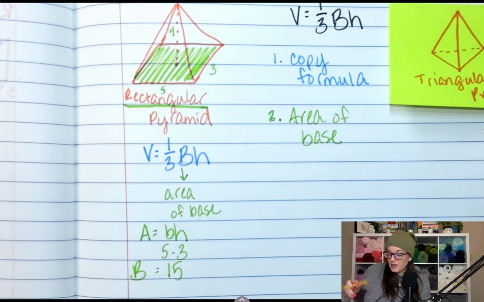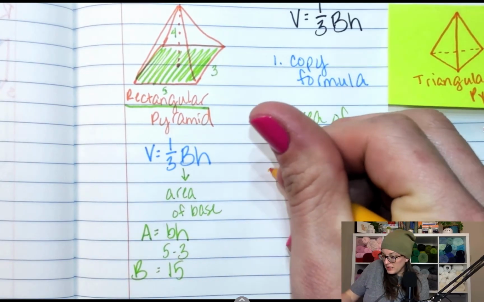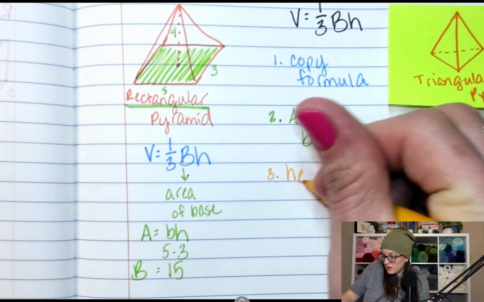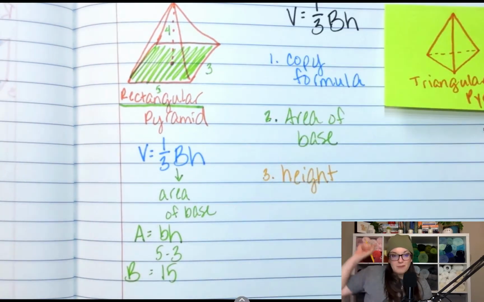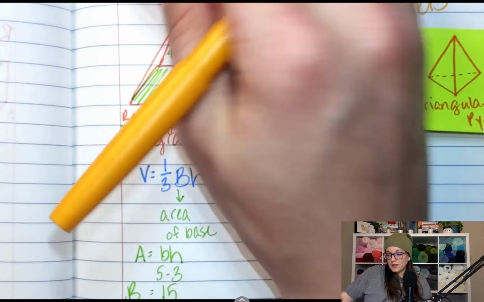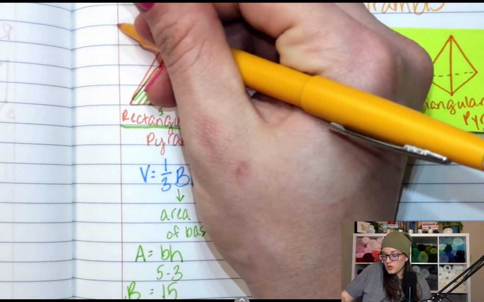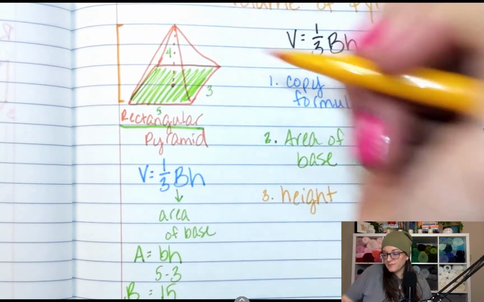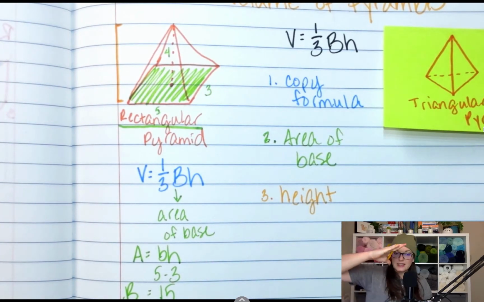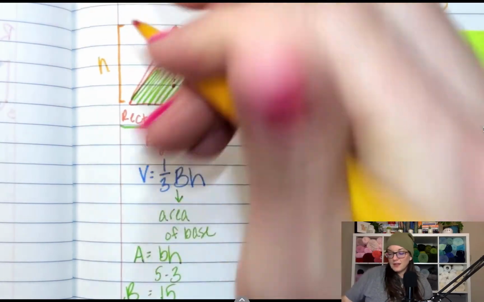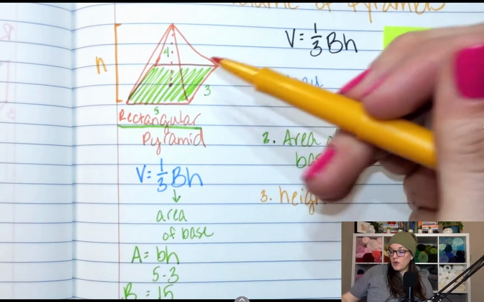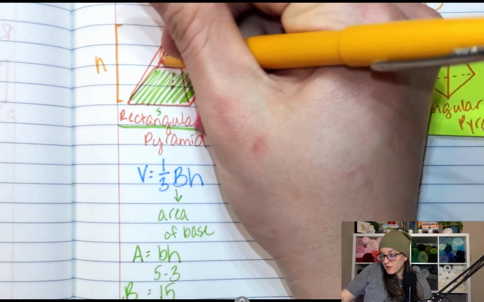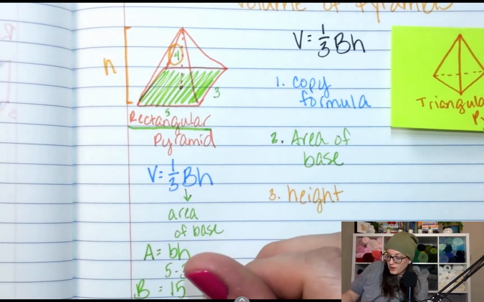So step 3, height. What is the height of the pyramid? The height is from the tippy-tippest top of the pyramid straight down to the bottom. Not this, this is not the height, that's the side length. The height is from the floor to the point of the ceiling. So the H for this is 4.